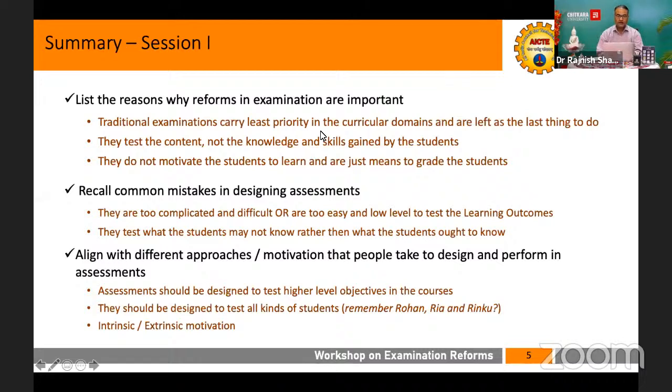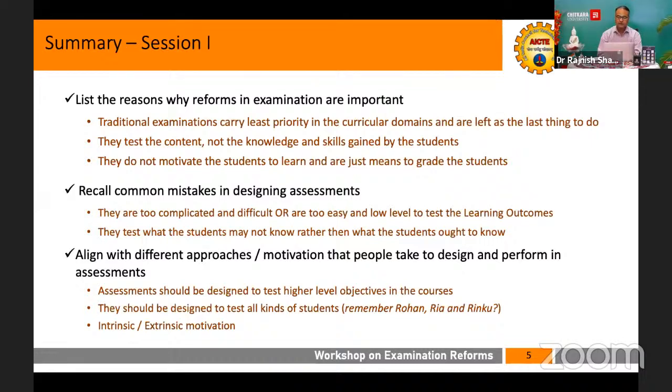To make a very quick summary of the 2 sessions conducted yesterday: both sessions have been summarized in only 2 slides. In session 1, Dr. Archana Mantri insisted on why reforms in examination are important. The first statement written there is that traditional examinations carry least priority in curricular domains and are left as the last thing to do. They test the content, not the knowledge and skills gained by students.